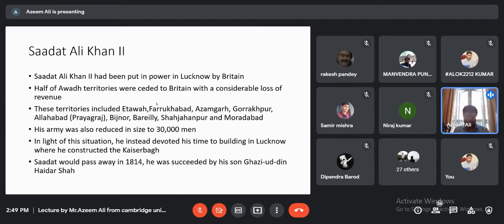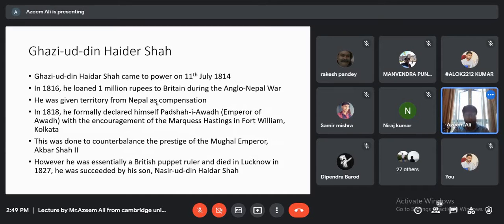He instead just focused his mind on building projects in Lucknow. Among the building projects he had was the Kaiserbagh in Lucknow. He passed away in 1814, and he was succeeded by Ghaziuddin Hyder Shah. Ghaziuddin Hyder Shah came to power on the 11th of July 1814.